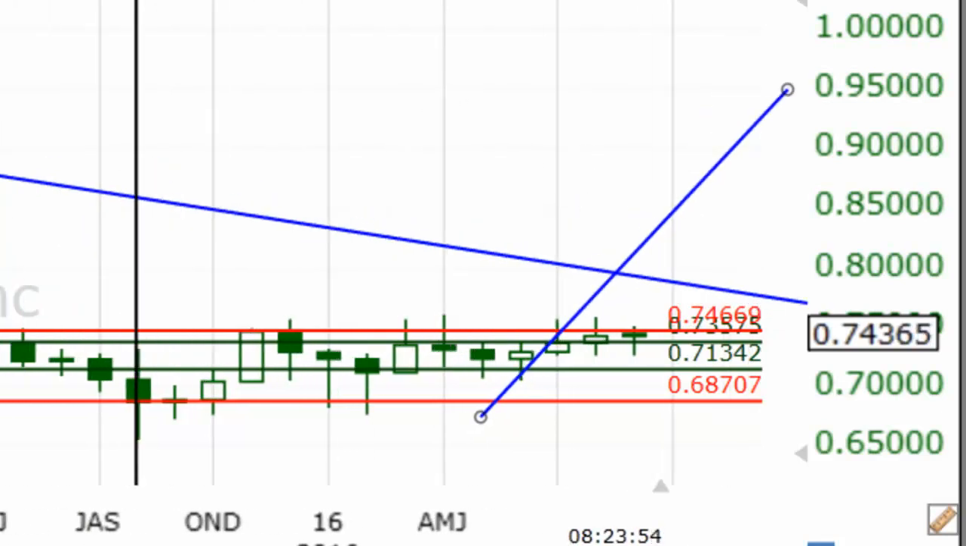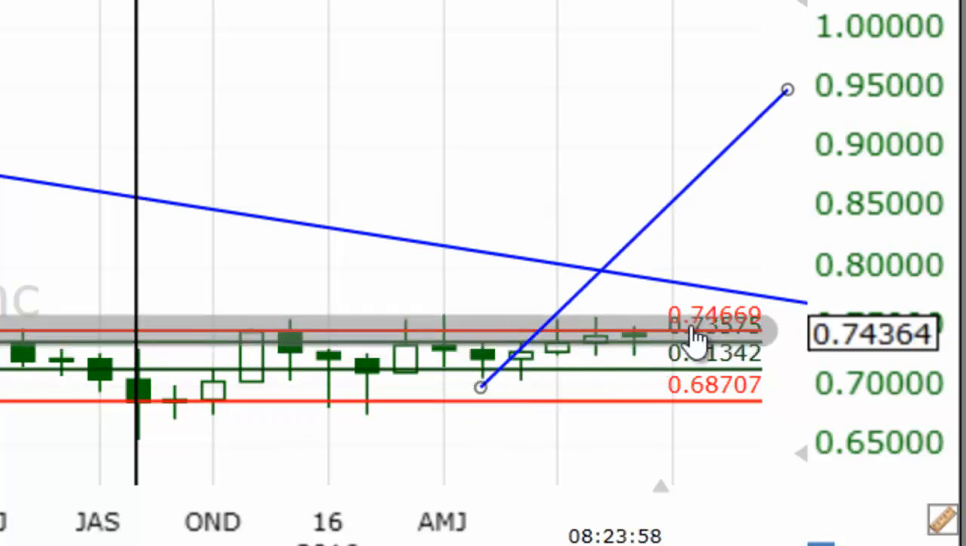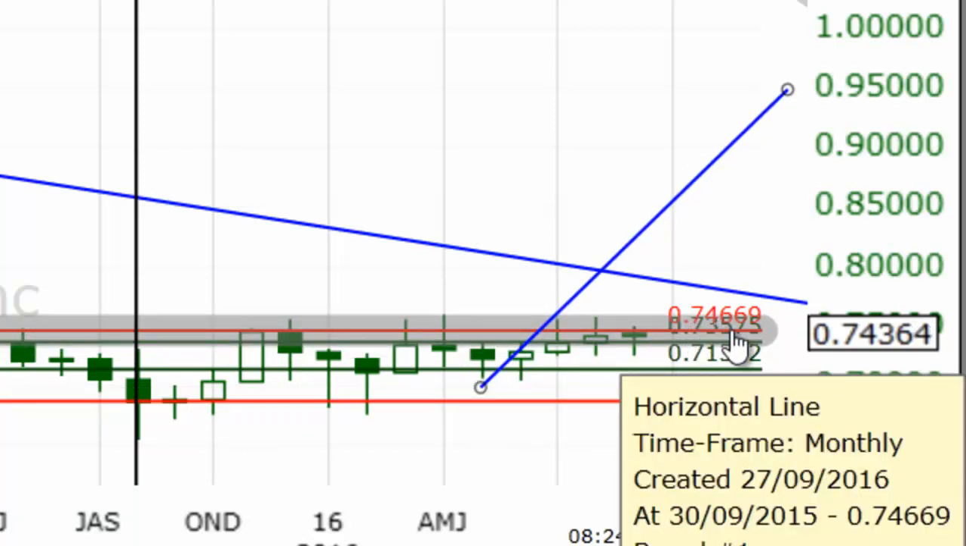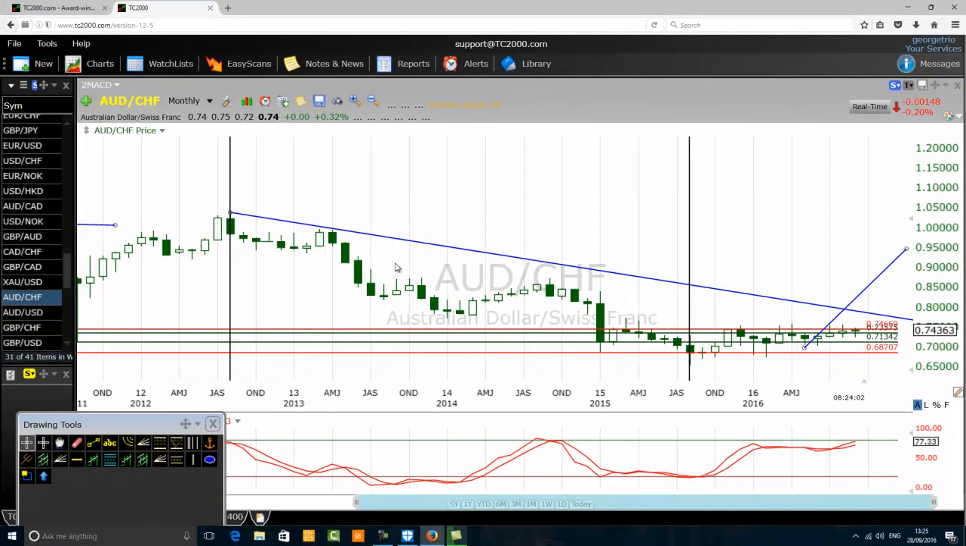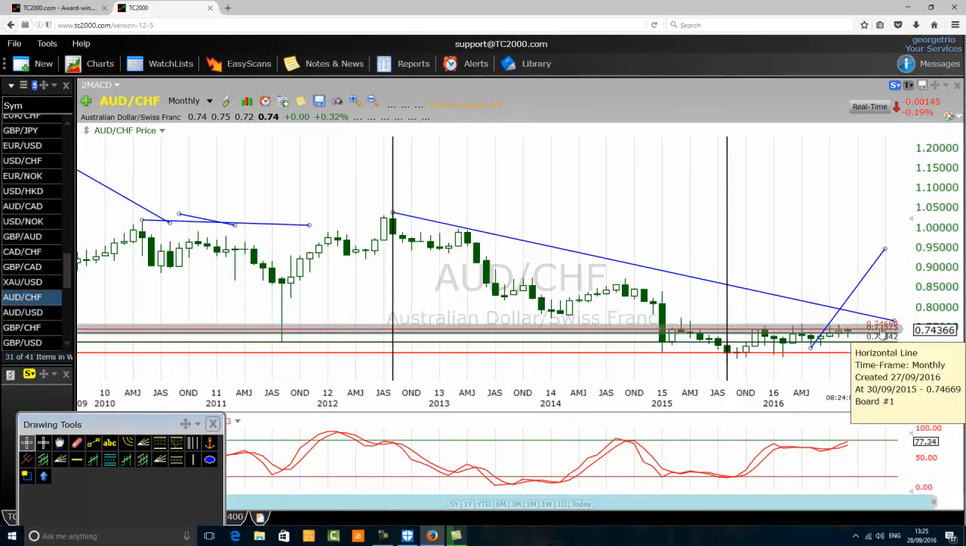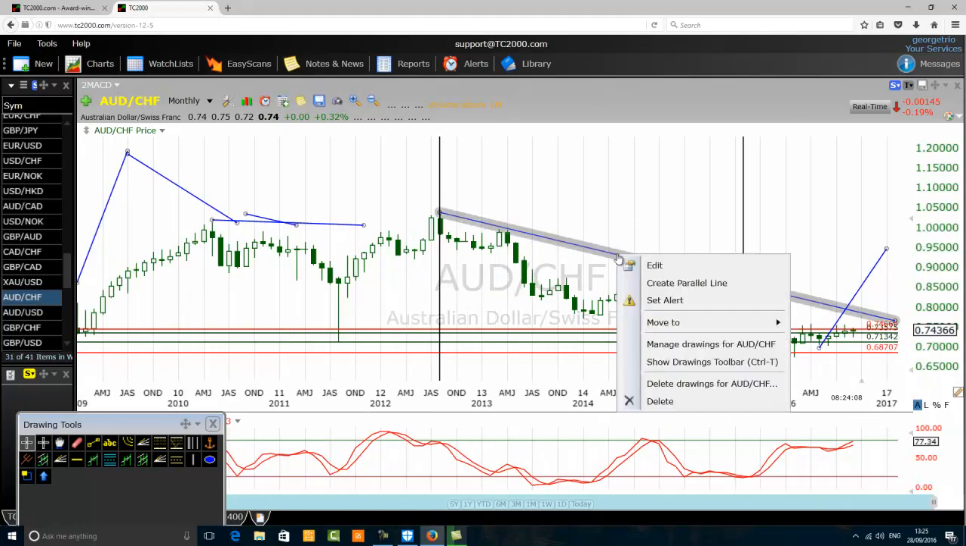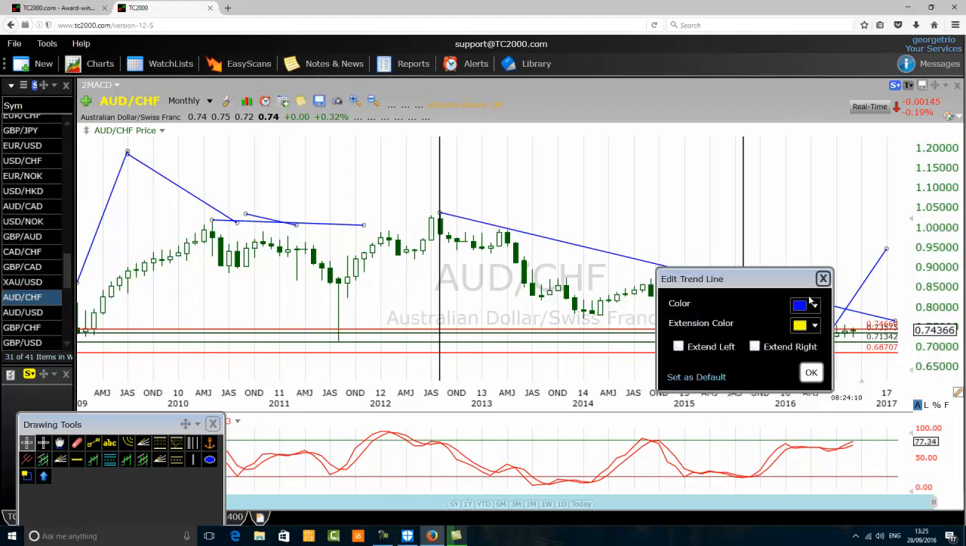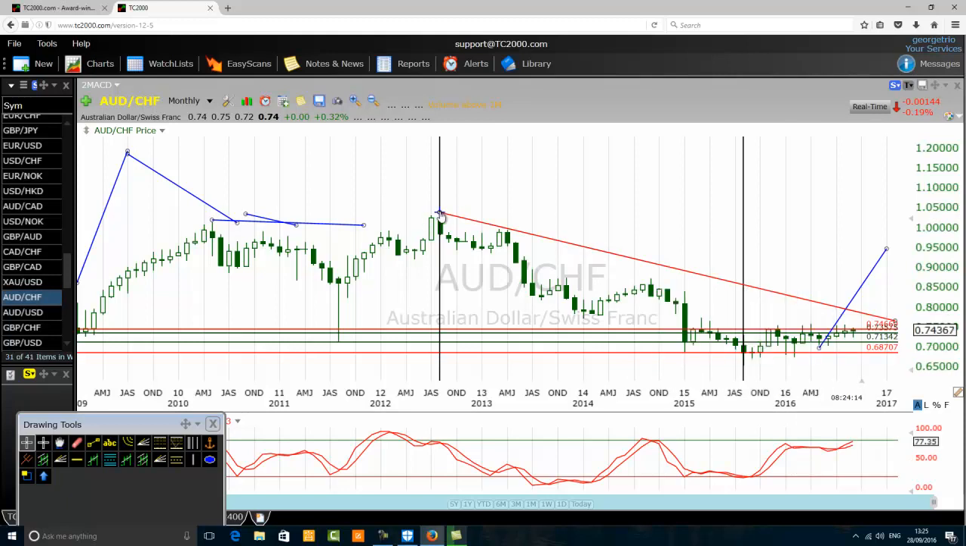Okay? For the Australian dollar Swiss franc, a breakout above the level of 7466. All right? But apart from that level of 7466, there is this resistance that I want you to put on your chart. I'm going to color it now into red, connecting this point and this point on my monthly chart for the Australian dollar Swiss franc. We have this bearish trend line.